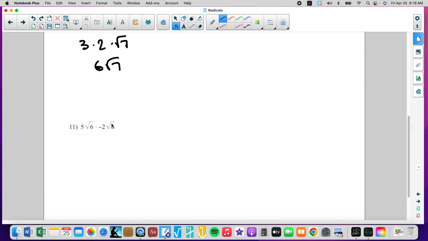Still multiplying. A lot of students saw this negative and thought it was addition or subtraction, but there's a multiplication sign right there. So the outsides are 5 times negative 2, and then we have a match. We're multiplying, and we can combine these because everything is multiplying. So rad 6 times rad 6 is 6. 5 times negative 2 is negative 10, times 6 is negative 60.